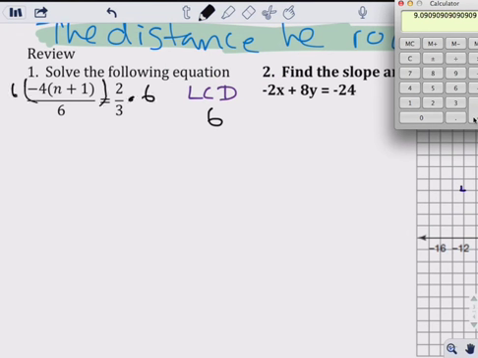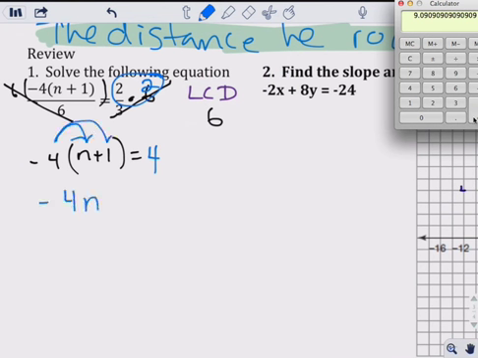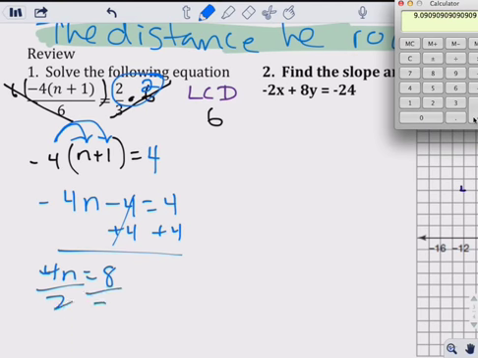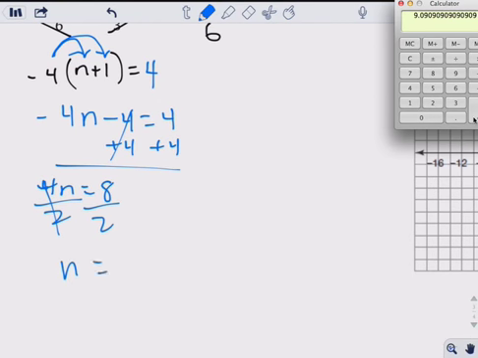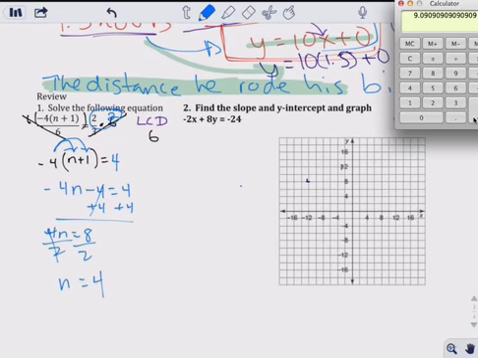Multiply this by 6. Cross this out. That should give you negative 4 times n plus 1 equals 2. Cross cancel here, that leaves you 2, but 2 times the existing 2 that you didn't cross cancel leaves you 4. Distribute, that's negative 4n, minus 4 equals the 4 there. Add 4, add 4. 4n equals 8. Divide by 2. n is 4. Okay, that's how you solve that.